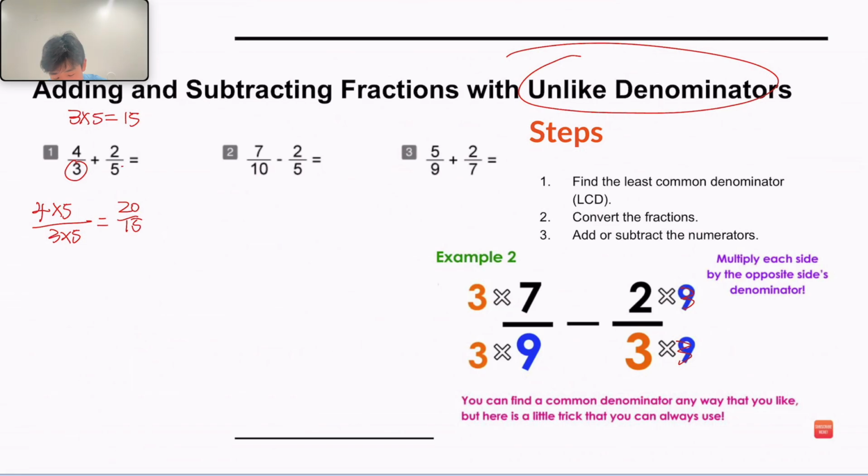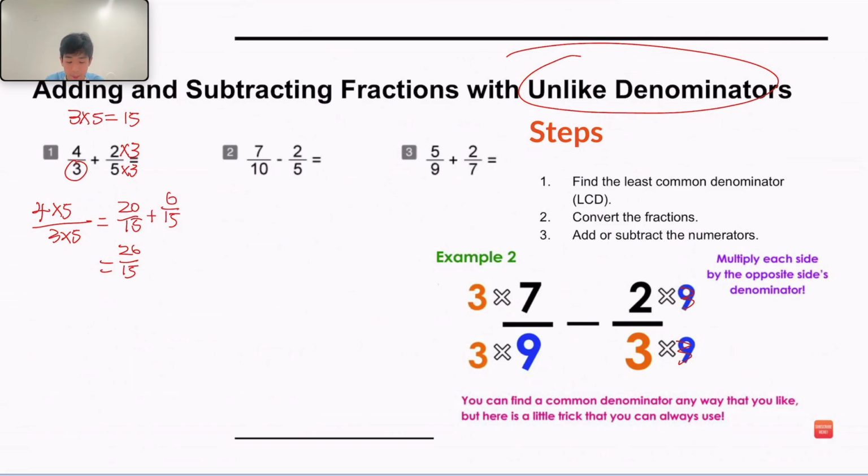In this case, we have to multiply by 3 in order to get to 15. In this, we have to multiply the numerator 2 by 3. In this case, it will result in 6 over 15. This will just become 26 over 15. We can actually simplify this. Actually, no, we cannot simplify this. Let's take a look at the next example here.